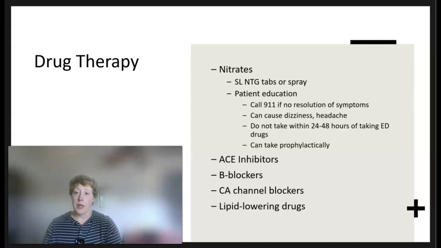The other thing is they can take it prophylactically for stuff that they know causes chest pain. So like if something's going to cause high stress, if they're going to go work out, if they're about to have sexual intercourse, that's another one that can be kind of a high stress activity. And so they can take it prophylactically, just not mixed with those erectile dysfunction drugs.